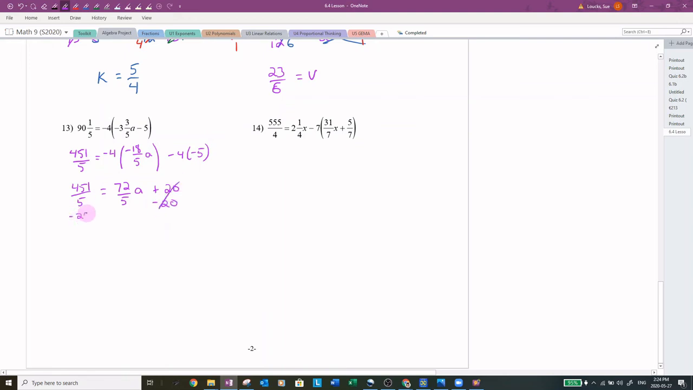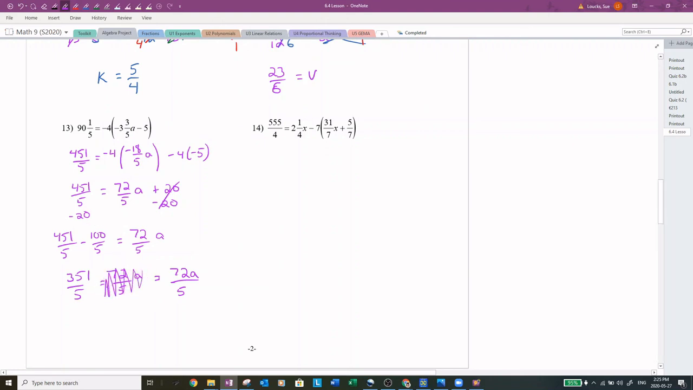Subtract 20. So this side becomes 451 over 5 minus 100 over 5, which is 72 over 5 times a. So I have 351 over 5 equals 72 over 5 times a, which equals 72a over 5, right? It's just different ways of writing it. So one thing that we can do here, I'm going to just scribble out this middle thing here.